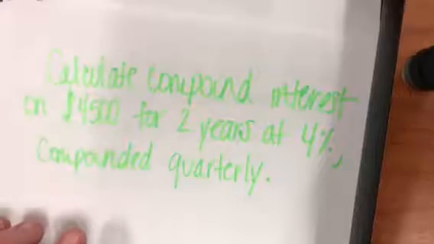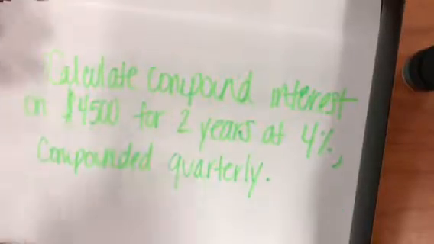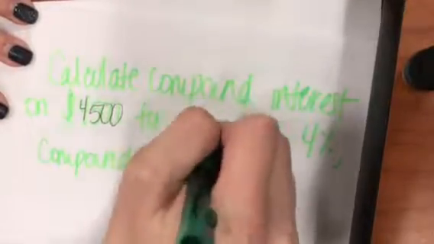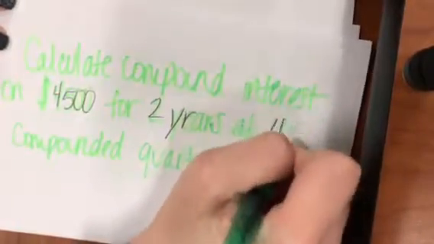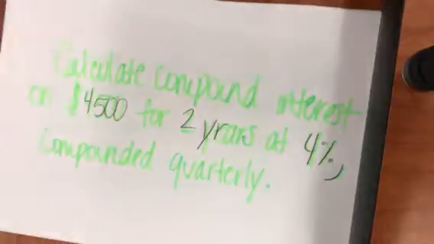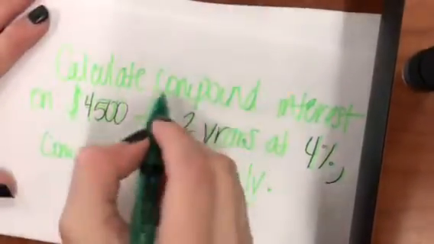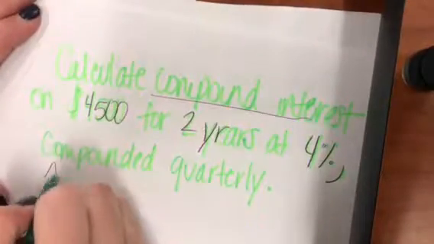Calculate the compound interest at $4,500 for 2 years at 4% compounded quarterly. So I'll put everything that you need to see here. All we need is the P, the R, and the T. We know it's compound interest, so the first thing we need to do is write down the formula.